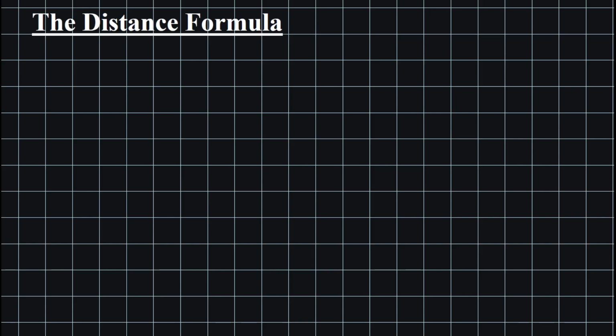Hey everyone, in this video we're going to talk about how to find the distance between 2 points on a graph. So first let's draw a graph, start with our y-axis. So we'll draw a line going up to down, and then we'll draw our x-axis from left to right.